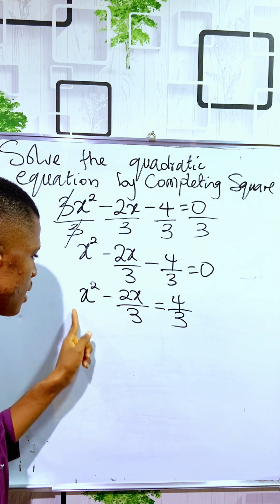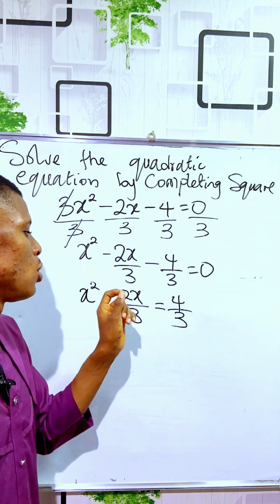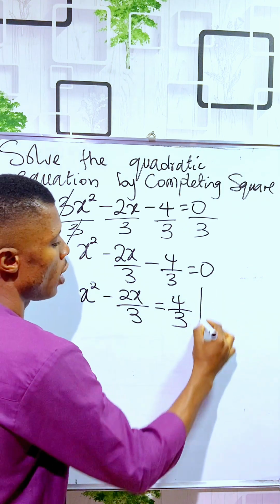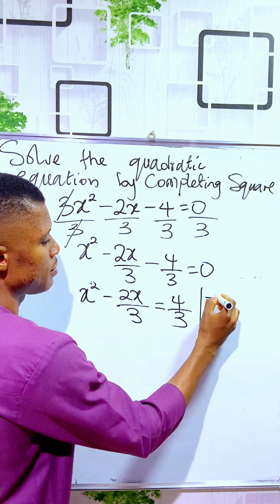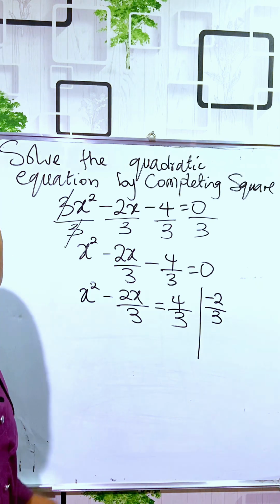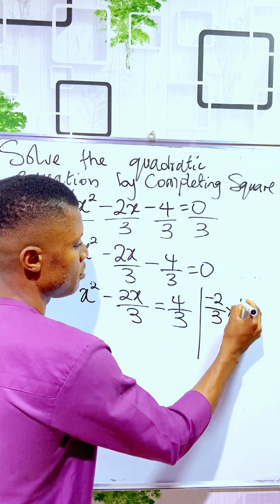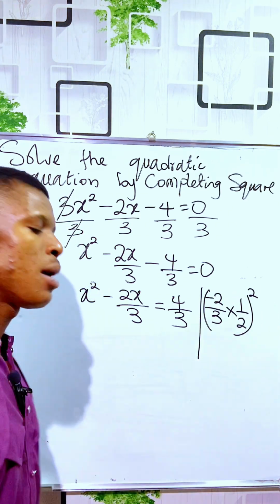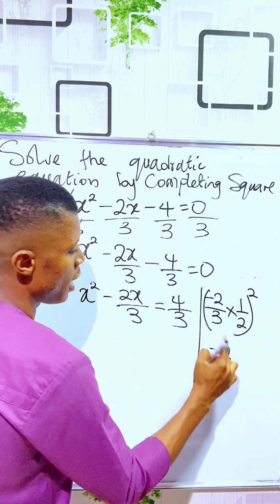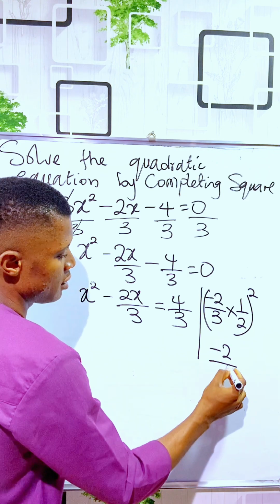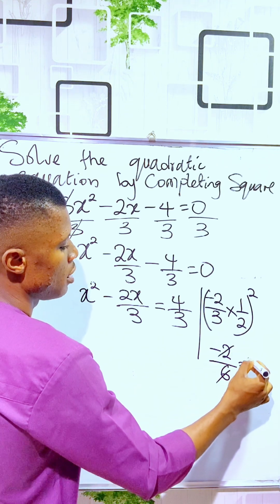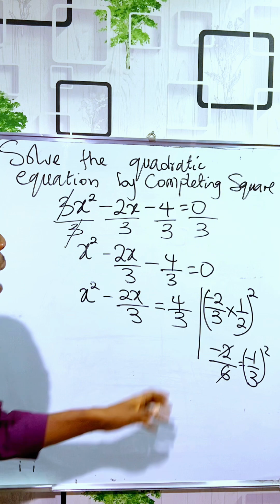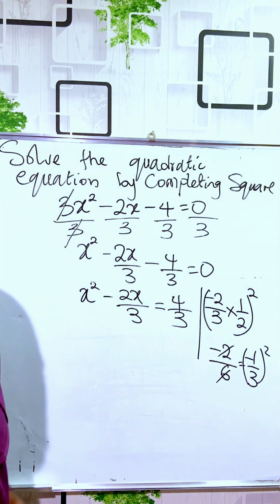To make the left-hand side of the quadratic a perfect square, we have to add half of the coefficient of x, all squared. So what is the coefficient of x here? We have it as minus 2 over 3. To get the half, we multiply the fraction by 1 over 2, and then we have to what? Square. Minus 2 times 1 is minus 2, over 3 times 2 is 6. Now divide by 2, and you have minus 1 over 3 all squared. Okay? So we are going to add minus 1 over 3 all squared to both sides of the quadratic.